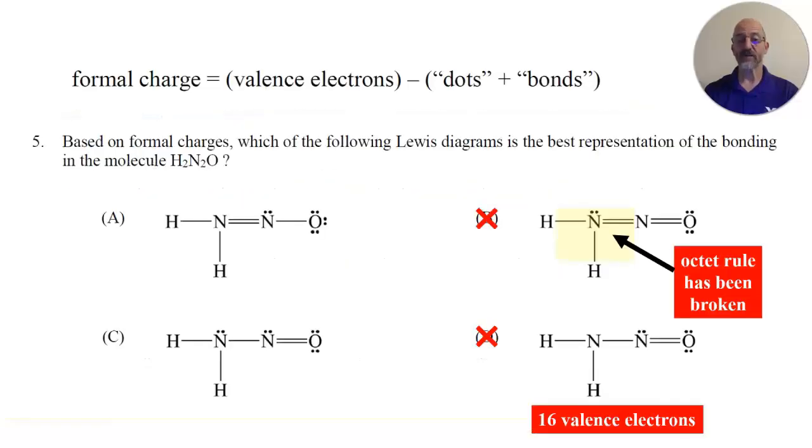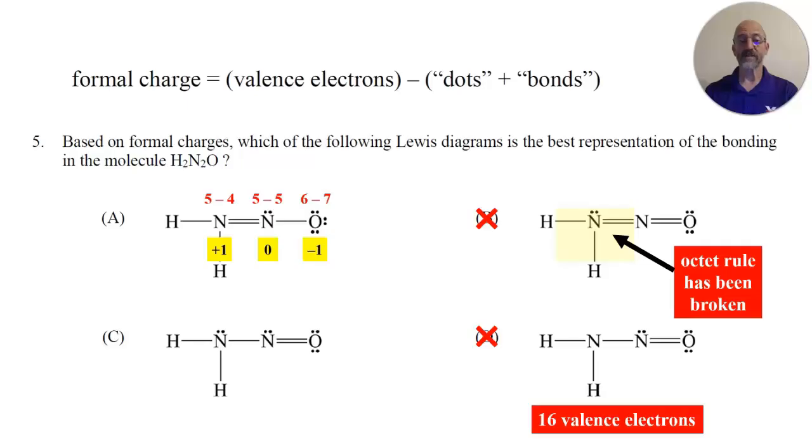Now let's go back to question 5. Let's do formal charge: valence electrons minus the sum of dots and bonds. I'll start with choice A, with the nitrogen atom on the left. Nitrogen has 5 valence electrons, and I see 4 bonds. That's 5 minus 4, so plus 1. Now the next nitrogen atom, again with 5 valence electrons. I see 2 dots and 3 bonds. That would be 5 minus 5, which is 0. Oxygen has 6 valence electrons, and I see 6 dots and 1 bond. So that would be 6 minus 7, or negative 1.